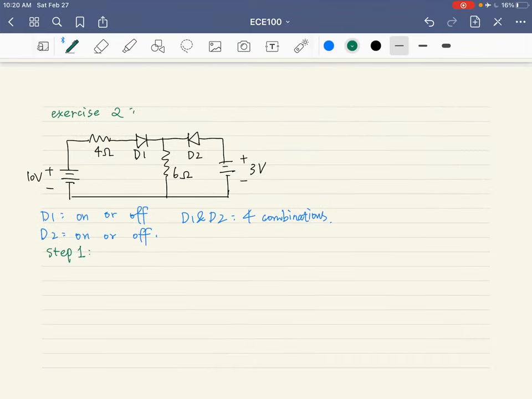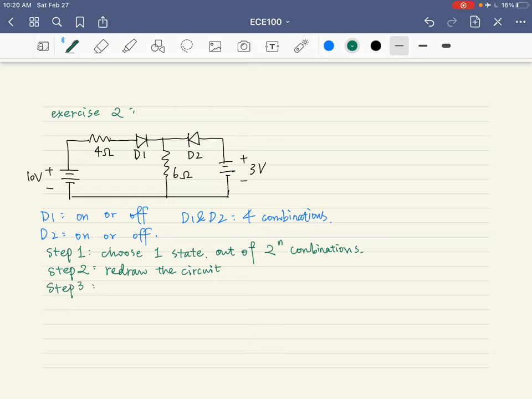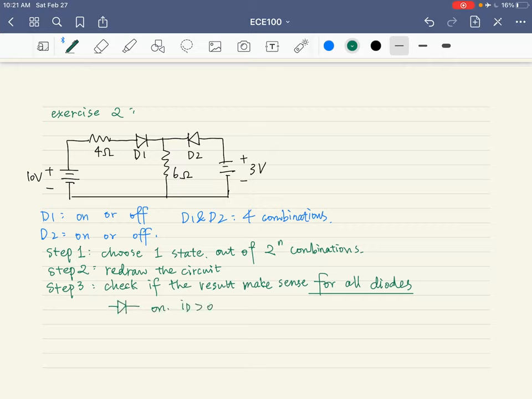Step 1 is to choose one state out of 2 for each diode, giving the combinations. Step 2 is to redraw the circuit based on your assumption. If it is off, draw it like an open circuit. If it is on, draw it like a short circuit. And step 3 is to check if the results make sense for all diodes. So you need to check every diode to see their status. There are only two reasonable situations. The first one is when it's on: the ID should be positive, right? And the voltage across it should be 0. When it is off, the ID should be 0 and the VD should be negative, right?